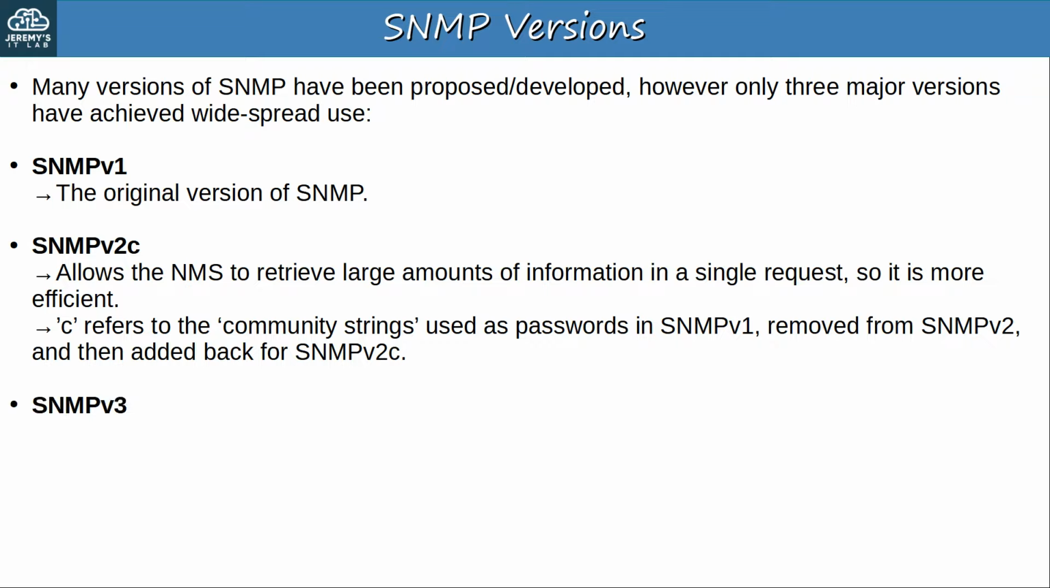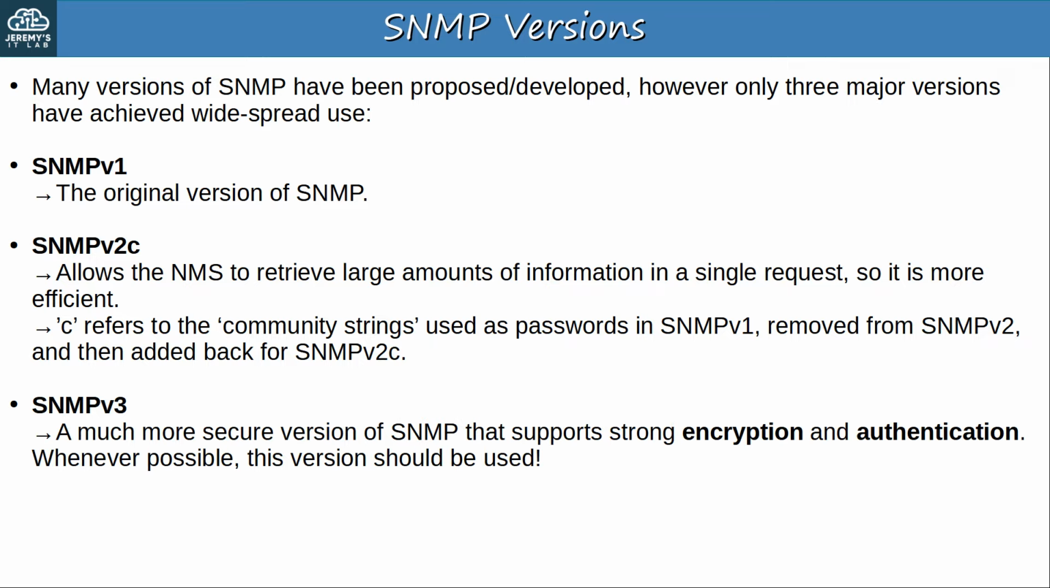Okay, the next major version, and the best version so far, is SNMP v3. It is a much more secure version of SNMP that supports strong encryption and authentication. I'll talk more about those terms in the security section of this course, but basically it means that SNMP v3 makes sure that only the intended devices can read the SNMP messages. They can't be intercepted and read by an attacker.